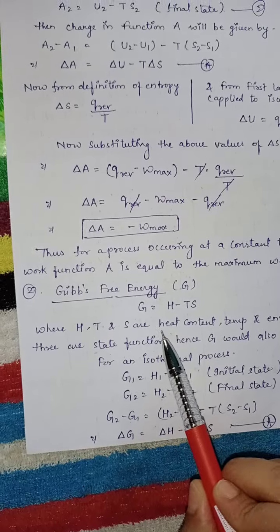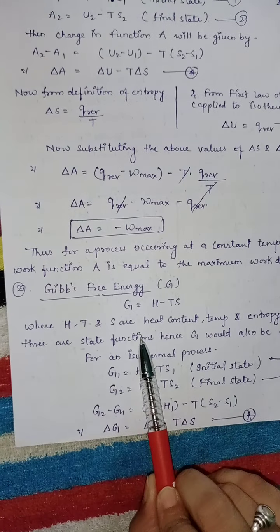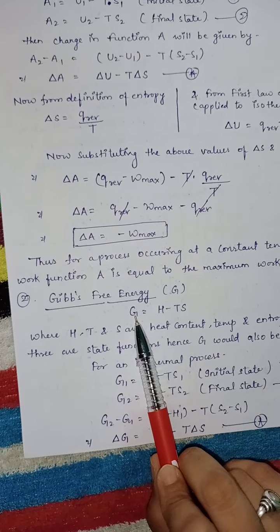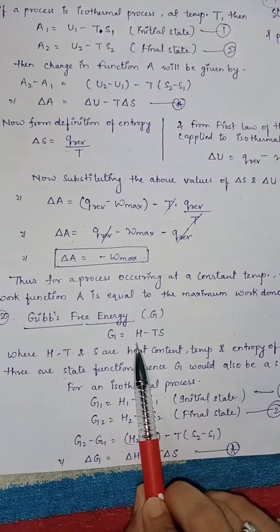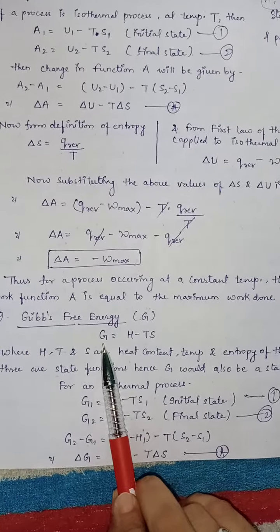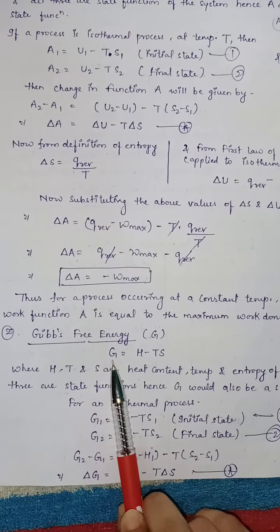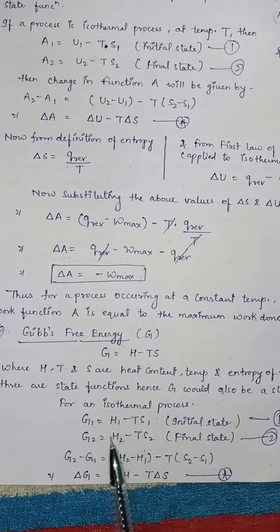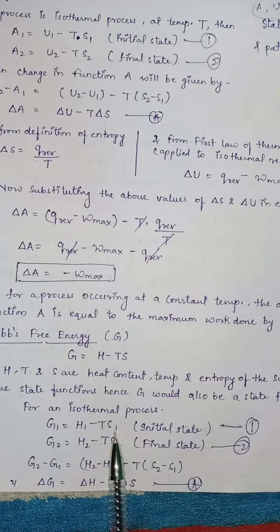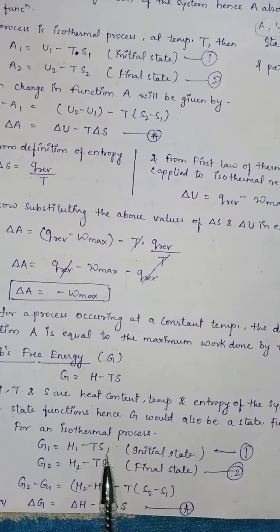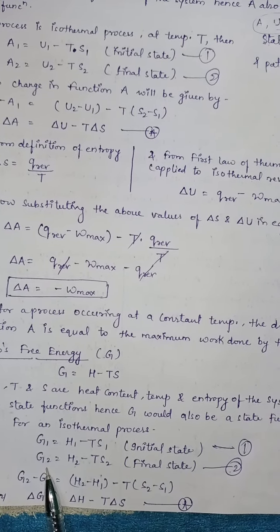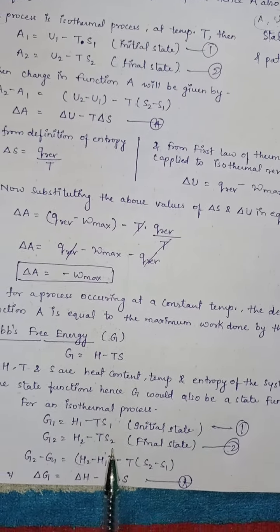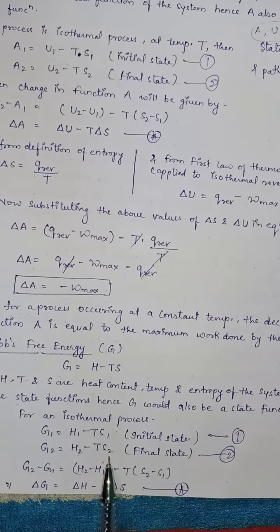Now we have to find out what will be the change in free energy between the initial and final state of the system. Suppose for the initial state the free energy is G1, enthalpy is H1 and entropy is S1. Similarly, for the final state, the free energy is G2, enthalpy is H2 and entropy is S2. So we will find out the relationship.